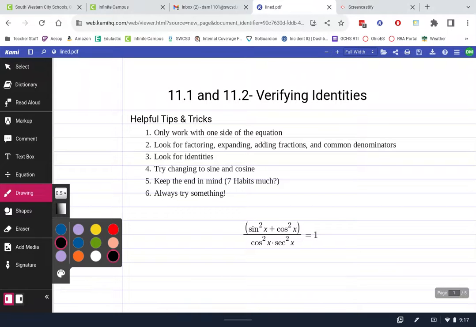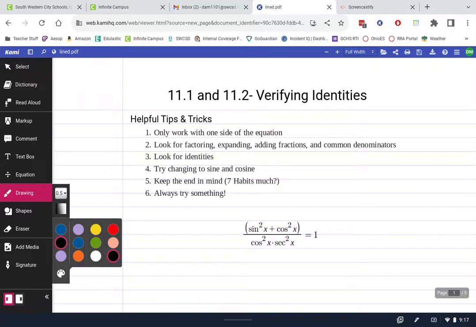It's going to be like if you look at this first example, it is easier for me to turn the monstrosity that I see over here on the left into a 1 than it is for me to change that 1 into that nastiness. Second step is look for any factoring, expanding, adding, or subtracting fractions and common denominators. Look for identities, specifically your Pythagorean identities. That is sine squared plus cosine squared equals 1. Fourth one is try changing stuff to sines and cosines. So anytime you see tangent or cotangent, you might want to change those.